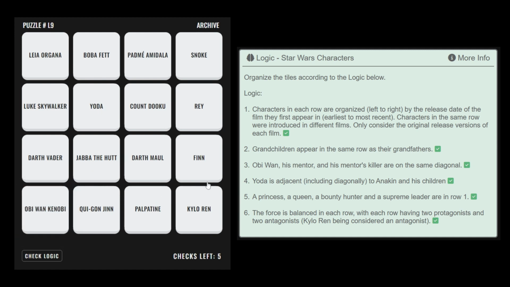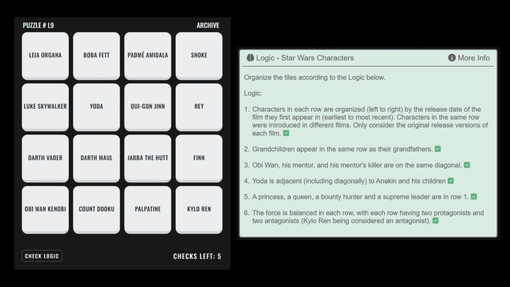Rule number 3 states that Obi-Wan's mentor and his mentor's killer are on the same diagonal as Obi-Wan. Therefore Darth Maul and Qui-Gon Jinn will end up in one of these two positions on the diagonal, since Snoke already occupies the top right corner.